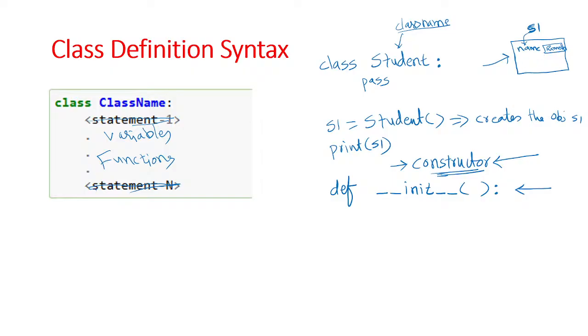This is how we want to create attributes and pass the values. How can we do that? Instead of writing this pass here, I now define the class like this: class student.